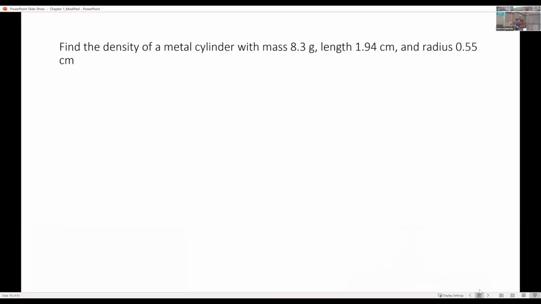Okay, so find the density of a metal cylinder. Density is mass over volume, with a mass of 8.3 and a length of 1.94 centimeters and a radius of 0.55 centimeters. So you have to think a little bit about what you're looking for. Always think about the end goal. The end goal is density. So for density, you need your mass and your volume. You have your mass directly, that's great, 8.3. And you have the information required to get your volume.